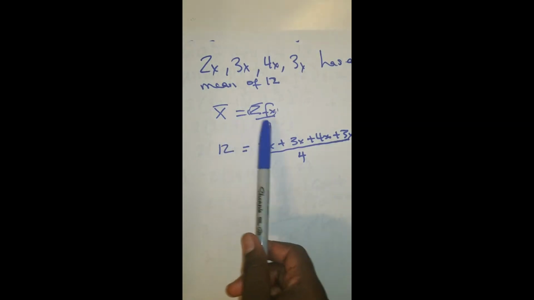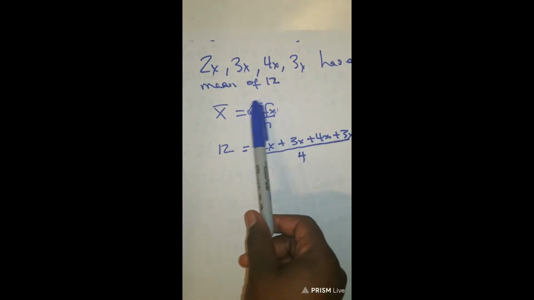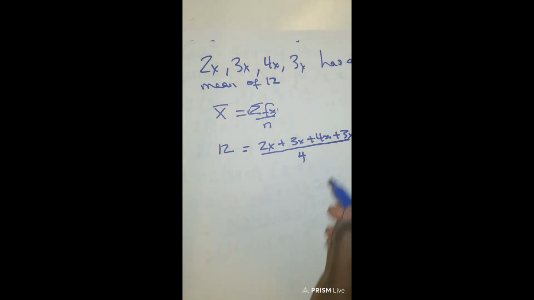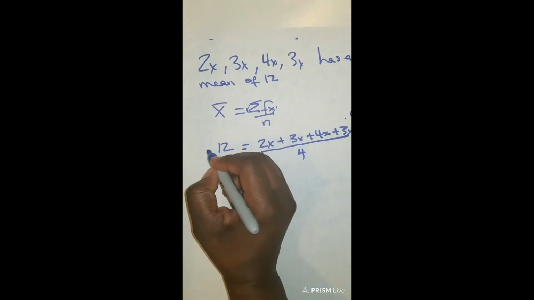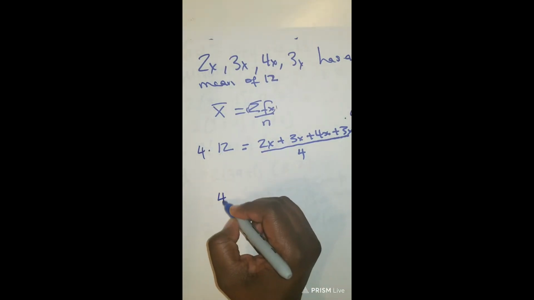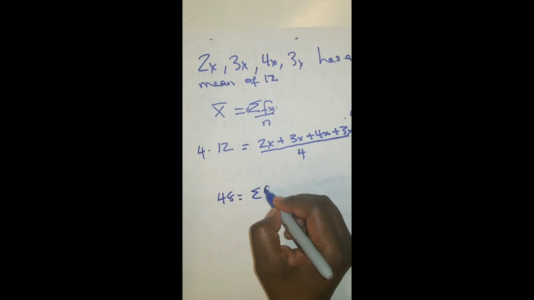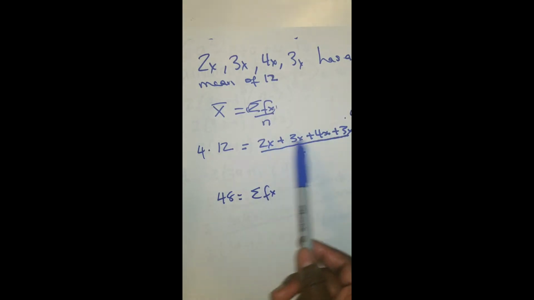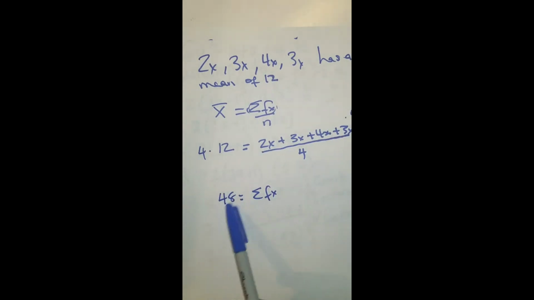So when you transpose to make the sum the subject, you multiply by n on both sides. If I multiply by 4 here and by 4 here, I'll get 48 is equal to the sum of whatever that is. It's different if you want to find the value of x, because then you have to add up these terms to see what is equal, then you divide by 48 to find it.